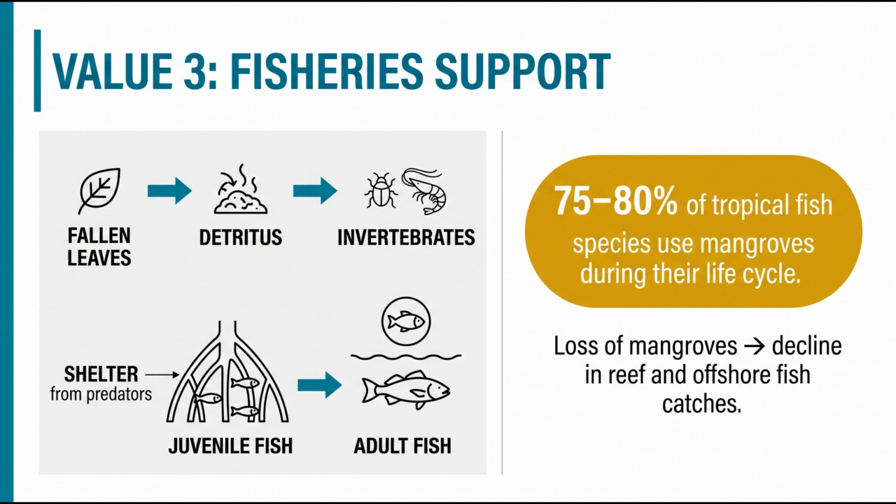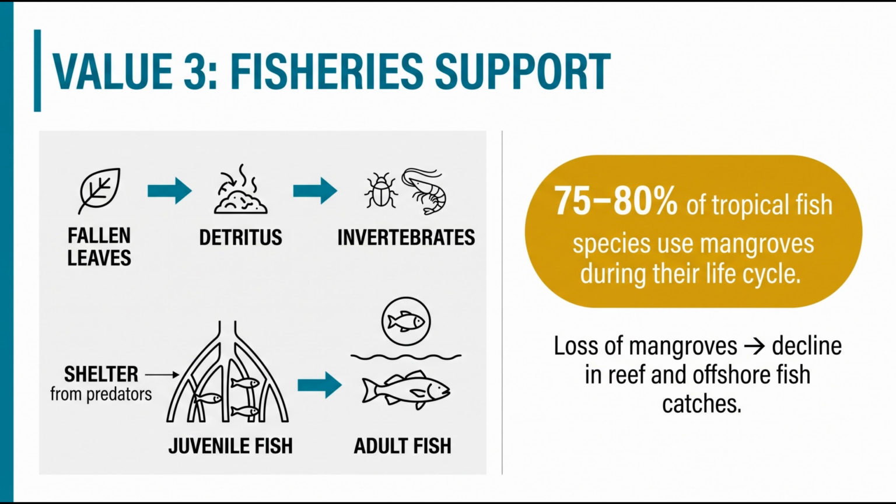The prop roots are like a cage that predators cannot easily navigate. While sheltering, juvenile fish grow. Once they reach maturity, they move to open water, to coral reefs, estuaries, and offshore fishing grounds. But their survival to that point depended entirely on the mangrove nursery. Here is the key statistic. An estimated 75 to 80% of all tropical fish species spend part of their life cycle in mangrove or estuarine habitats. When mangroves are cleared, the nursery is gone.